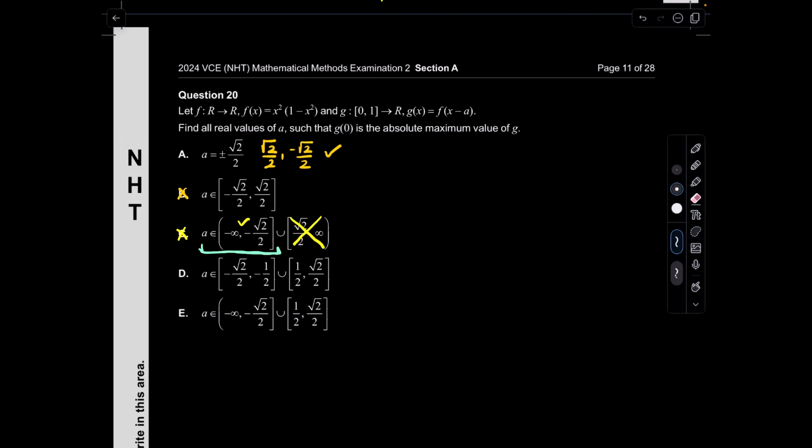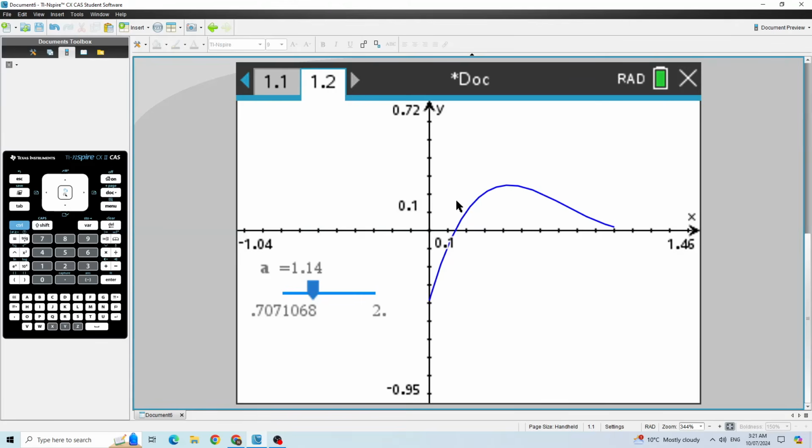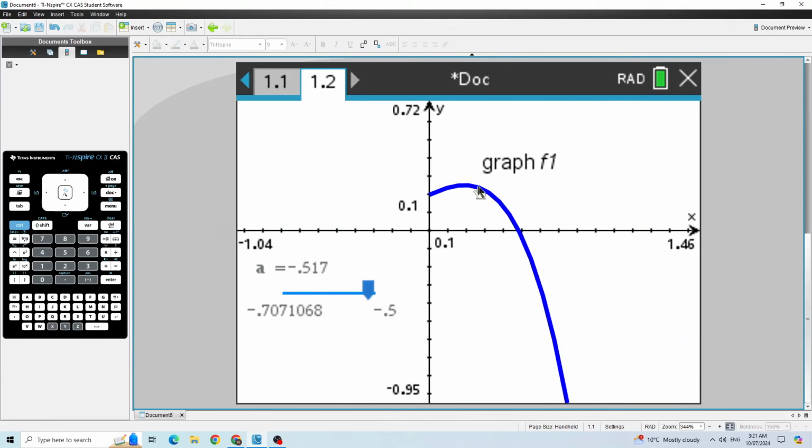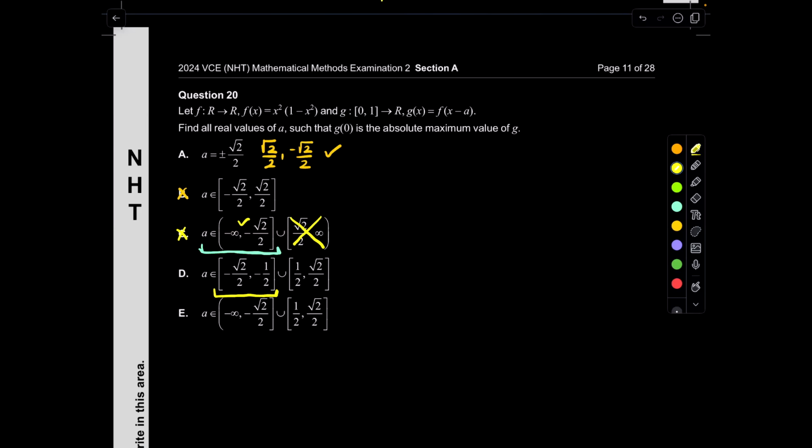Now let's try D. We're going to try the first part, of course. Let's always try the first part, which is this part here. It's from negative root 2 on 2, so basically this becomes negative here, to negative 0.5. So let's try this out. Playing around with this, wrong. You can see that the maximum value does not occur at g of 0. So D is also wrong.